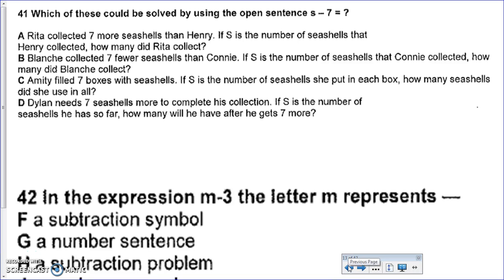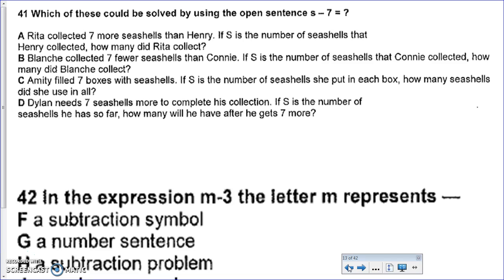We're going to be looking at several problems here where they give you an open sentence and then they ask you to figure out what situation would go with the open sentence. What could you use to solve? So we're going to look at each one of these options and write out the open sentence next to it to see which one matches S minus 7.